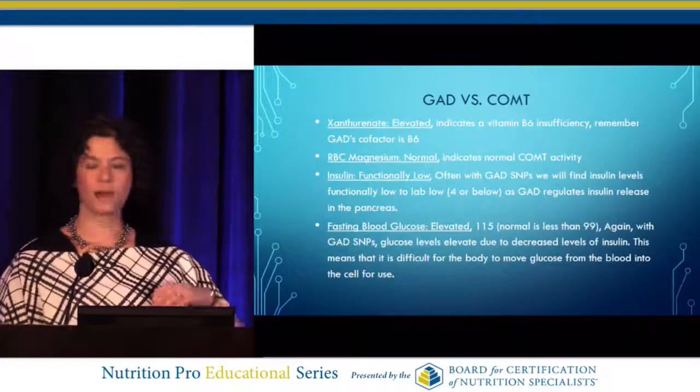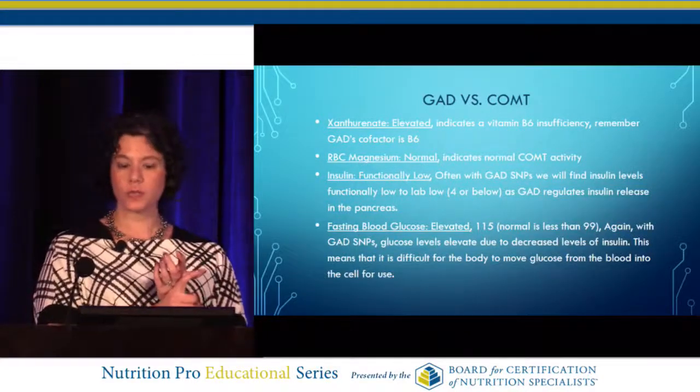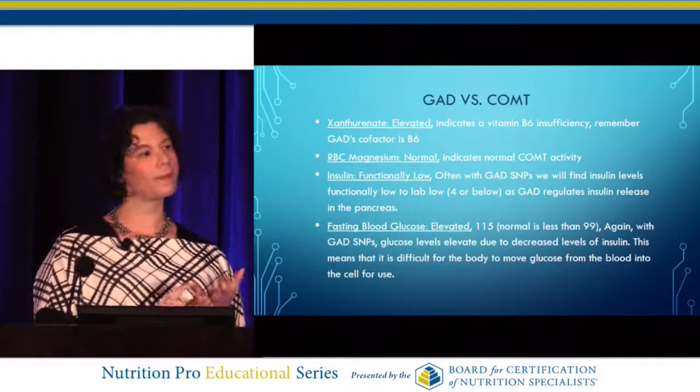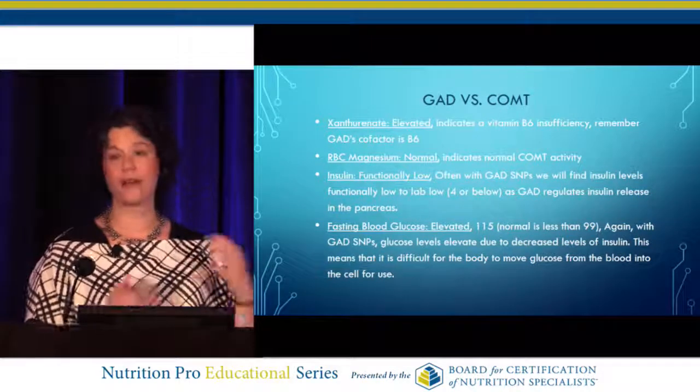So what's going on? Well, we see a pattern here, right? Magnesium is normal, so we don't have COMT issues, but B6 is a problem, and blood sugars are also a problem, and that really is going to point back to GAD and not COMT.